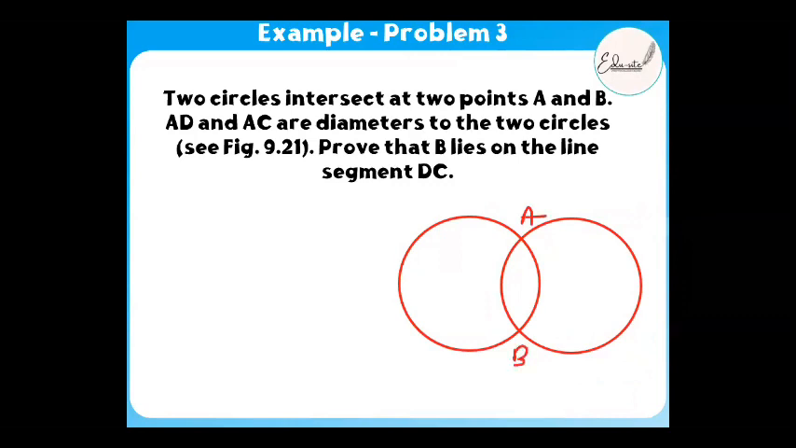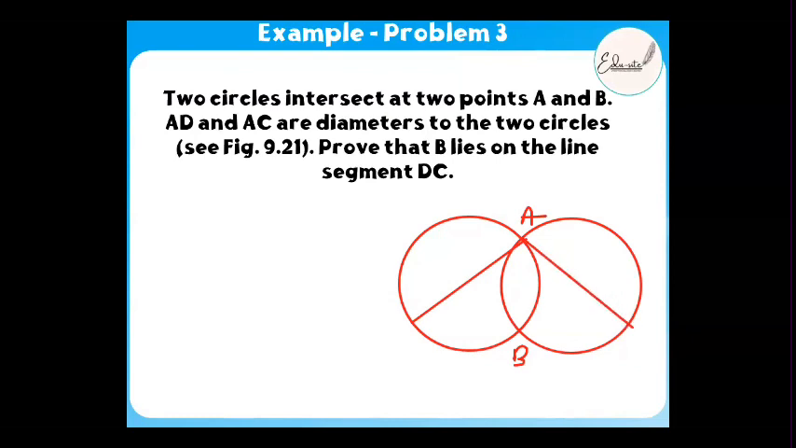Fine, beta. So the next thing, what have they told you? AD and AC are diameters to the two circles. From A, you have to draw a line, passing through the center of the circle, right? From A, you're going to draw a line that should pass through the center of the circle. Only then it is called a diameter, correct? AD, and then they have told you AC. This is AC.